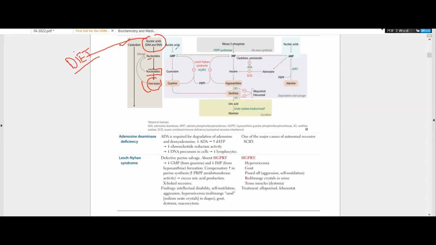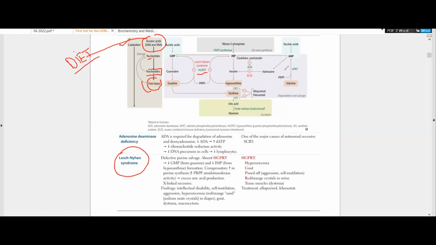Here is an example: the nucleoside is catabolized into GMP, and this GMP is further catabolized into guanosine and guanine. Then this guanine is converted back into the GMP nucleotide by the enzyme called hypoxanthine guanine phosphoribosyl transferase. This reaction is catalyzed by this enzyme, which is deficient in a condition known as Lesch-Nyhan syndrome.